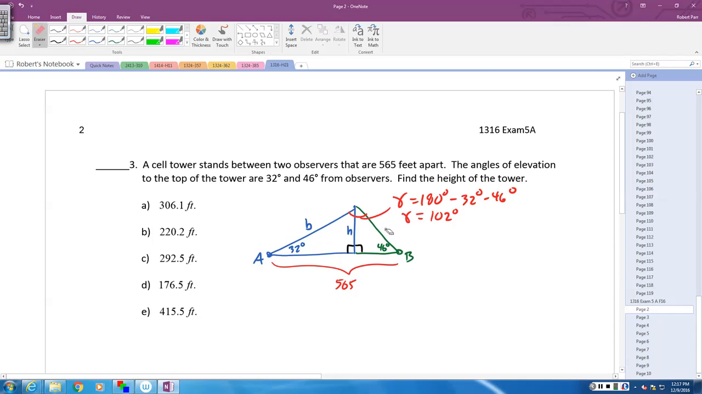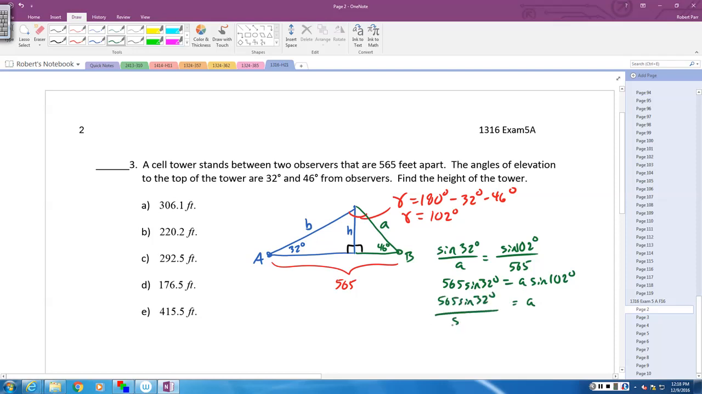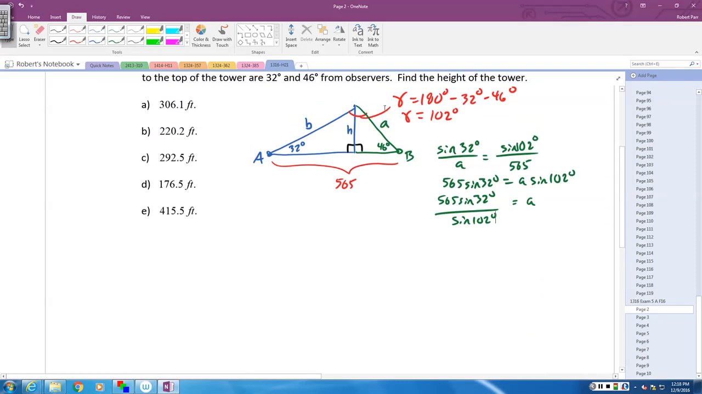I should have done that in green, huh? Which one do you want me to solve for? A. Okay, I'll solve for A. So the law of sines says sine of 32 degrees over A will equal sine of 102 degrees over 565. I'm going to cross multiply: 565 sine of 32 degrees equals A sine of 102. And so A will be 565 sine of 32 degrees over sine of 102. So that's A.